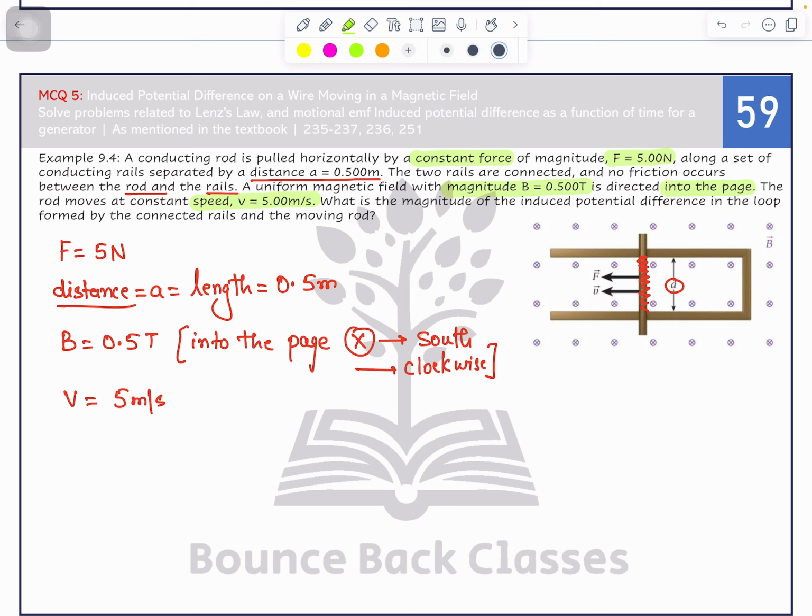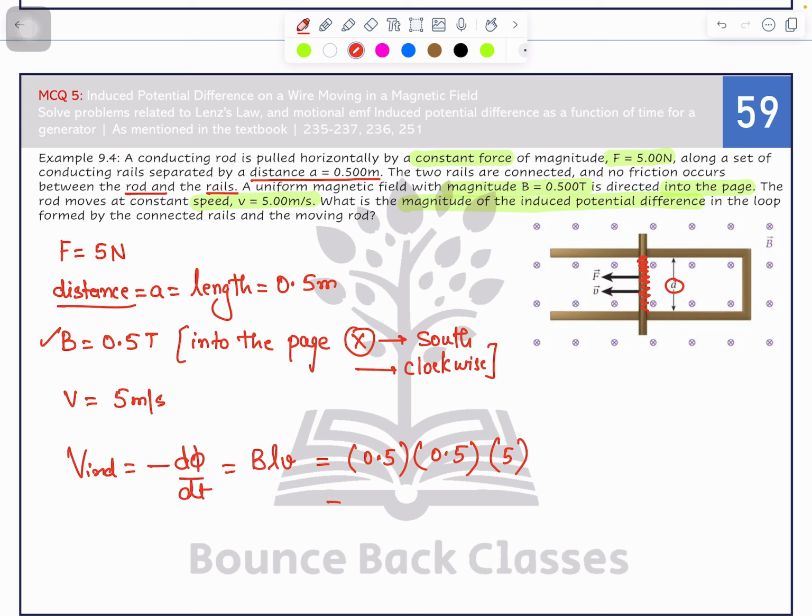What is the magnitude of induced potential difference? So what are we looking for? V induced, which equals negative d phi over dt. Whenever a wire is moving inside the field, it is BLV. So place the values. B is 0.5, L is 0.5, velocity is 5. Solve this. 1.25 volt, and this is your answer. Clear, guys? Fine.